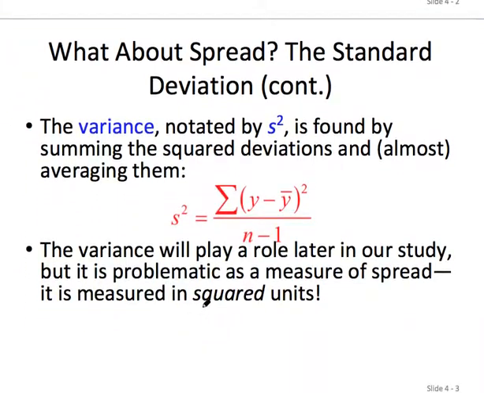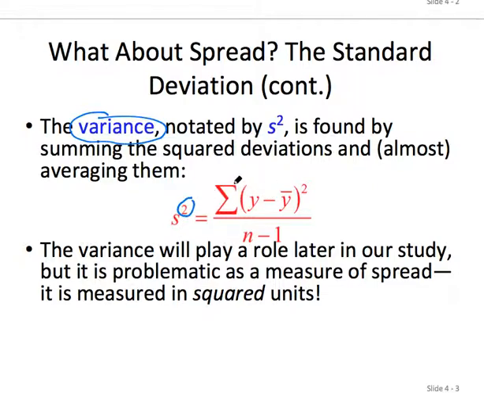So here's the scary formula. And actually, when it's squared, it's the variance. So the only difference between the variance and the standard deviation is the variance is squared, and when you take the square root of this, we have the standard deviation. So that's really important to remember, that the variance is s squared because it's the standard deviation squared.